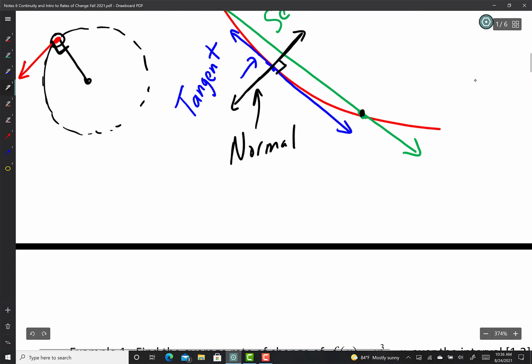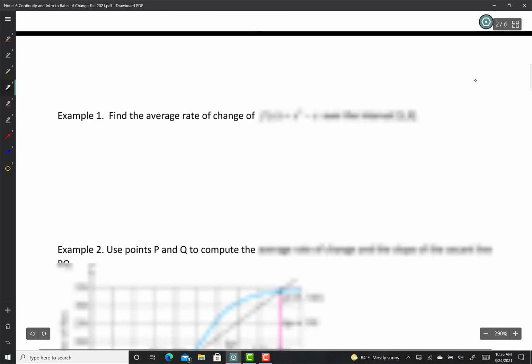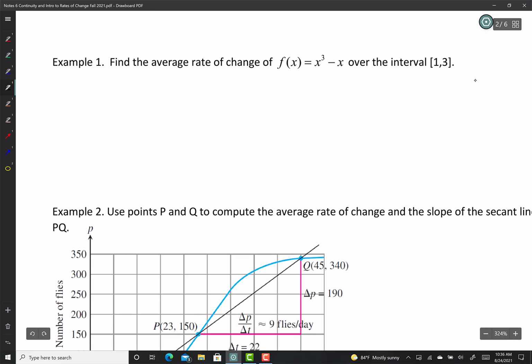Yeah, don't worry, we're going to do a whole bunch. All right, so here we go. And don't worry, we're going to start off very simple.